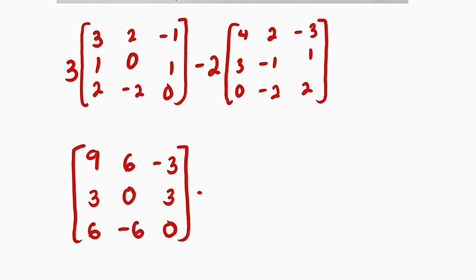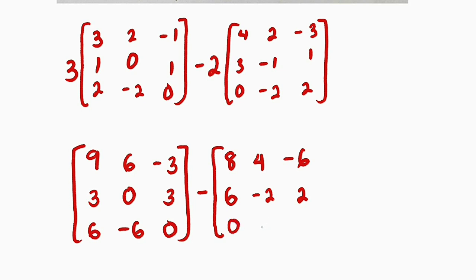Then I would like to use subtraction. I will only use the scalar 2 to multiply the entries. 2 times 4 is 8. 2 times 2 is 4. 2 times negative 3 is negative 6. Then second row, 2 times 3 is 6. 2 times negative 1 is negative 2. 2 times 1 is 2. 2 times 0 is 0. 2 times negative 2 is negative 4. 2 times 2 is 4.